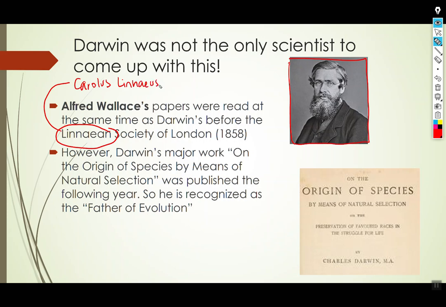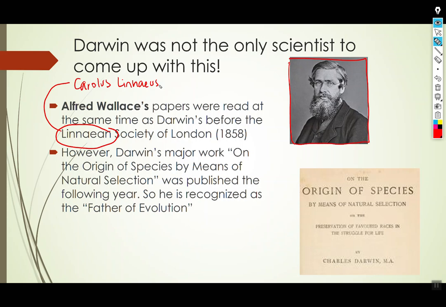Linnaeus was a prominent Swedish scientist and the first taxonomist. So he was one of the first people to say, hey, some animals are similar and some animals are different. Maybe we should try and sort them. So that's the impetus for Carolus Linnaeus's work and why the society is called the Linnaean Society.